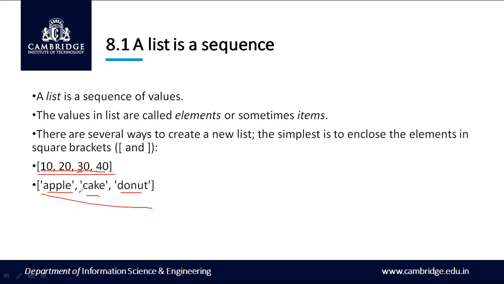Whenever you have names, such as student names, or a list of grocery items or vegetables, you are going to represent them in single quotes. Each of the items is represented in single quotes. This is another example of a list.